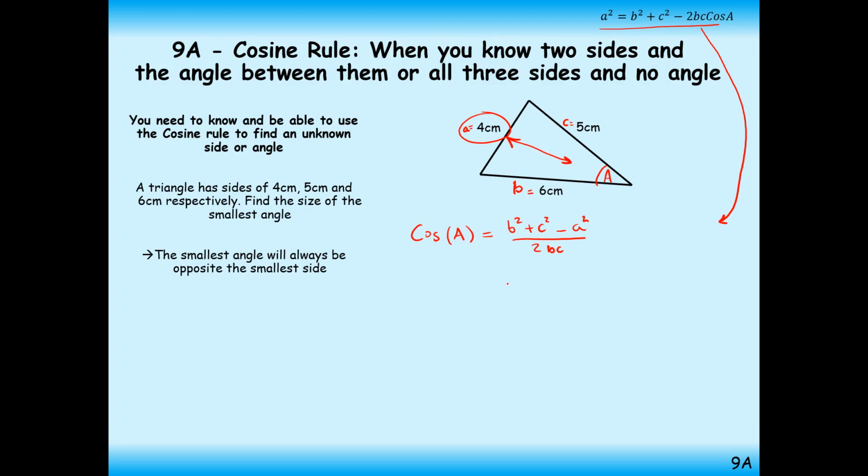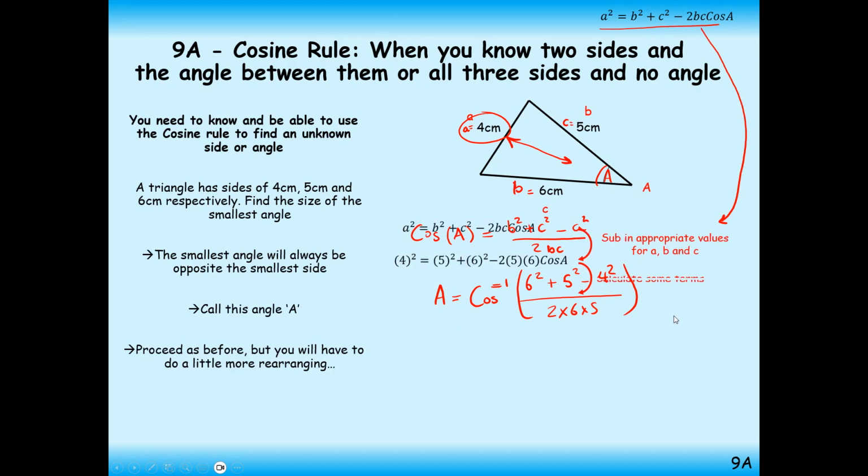So you substitute those values here, you're going to get 6 squared plus 5 squared minus 4 squared divided by 2 lots of 6 times 5. And finally, because we want A, we're going to take cos inverse of all this. You type this in your calculator and you will get 41.4.